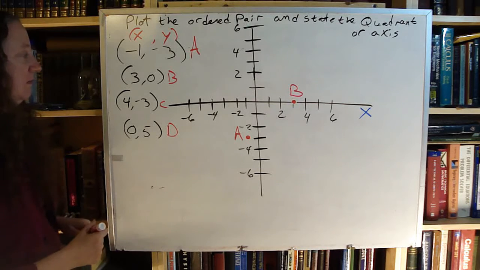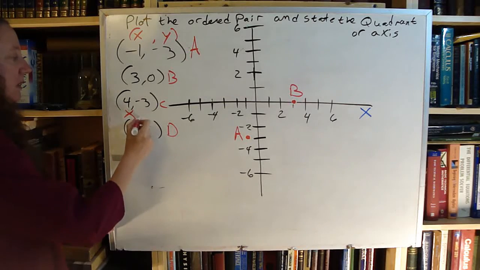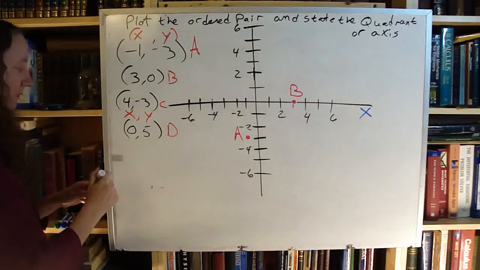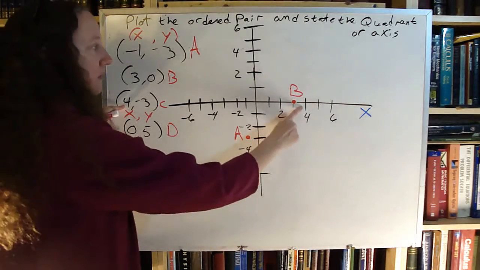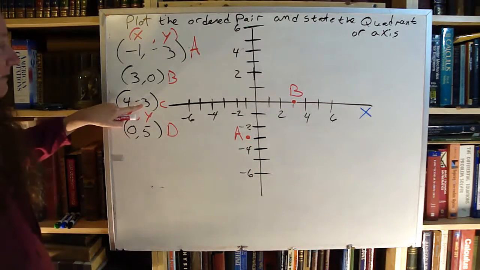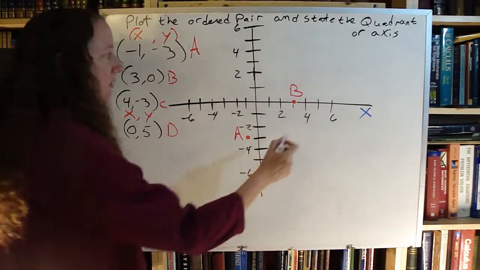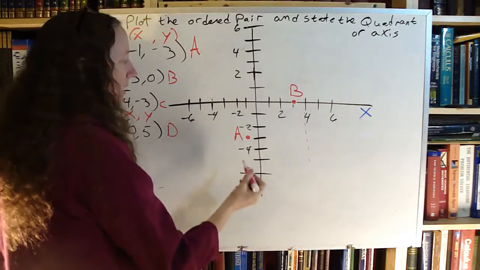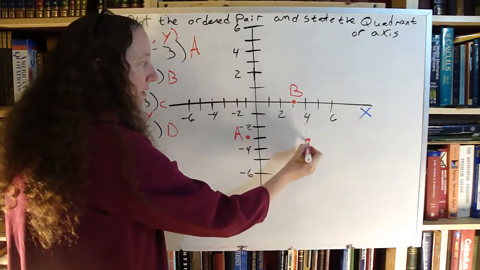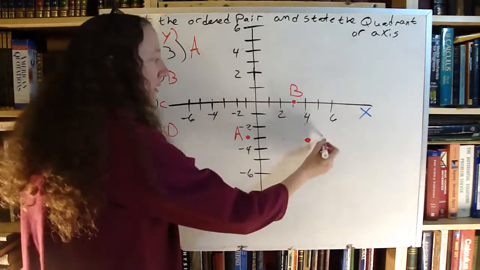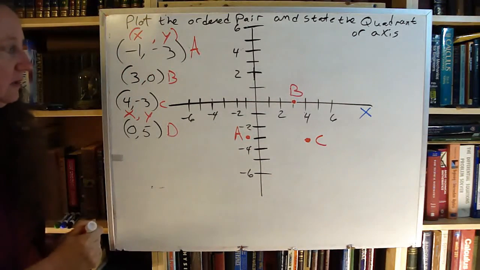C, 4, -3. So my x comes first, comma, y. X is my left-right, so I go left-right to the positive 4. My y value is -3, so that means that I have to go down 3 points, 3 places. So I'm going down from here, and I'm going over from the -3 here, and I put 1 dot to represent that location. Get rid of my extra markings. There is C.